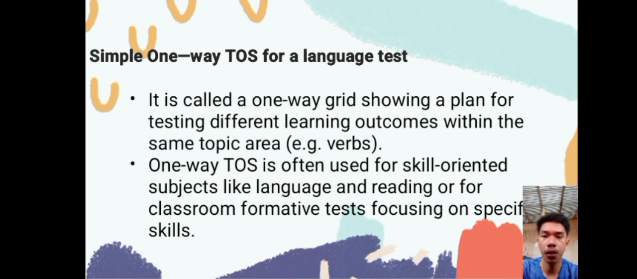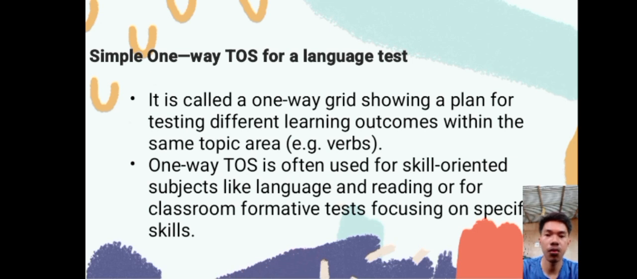The one-way table of specification is a one-way grid showing a plan for testing different learning outcomes within the same topic area. It is often used for skill-oriented subjects like language and reading, for a classroom test focusing on specific skills. It presents information about a test based on a single element's dimension. In test construction, this element is typically either the objective or skills being assessed, or the content being covered. So it is a simple grid that shows a plan for testing different learning outcomes within the same topic area.